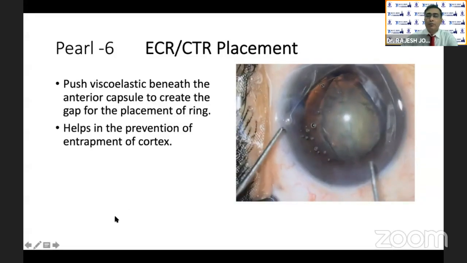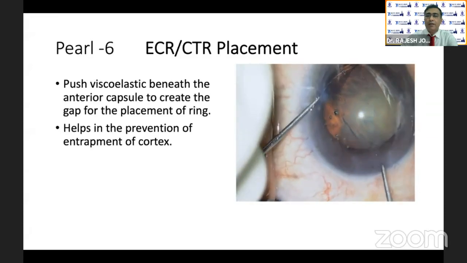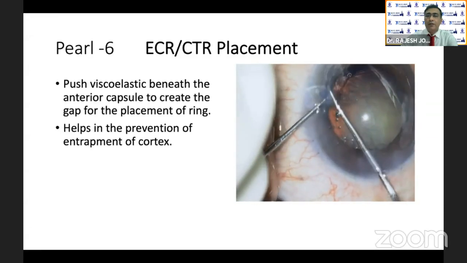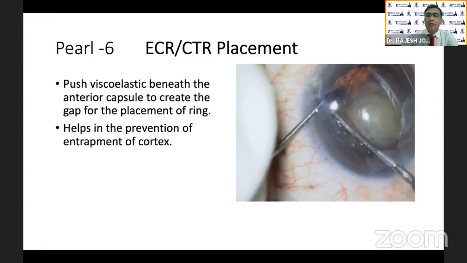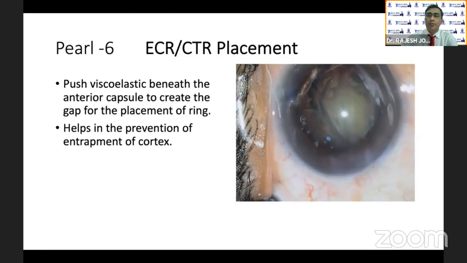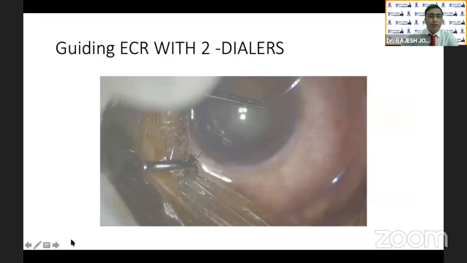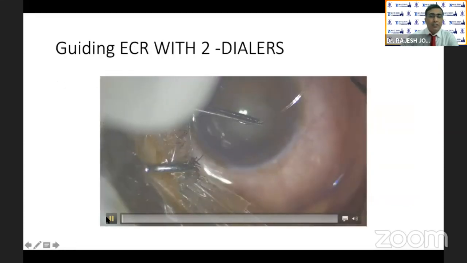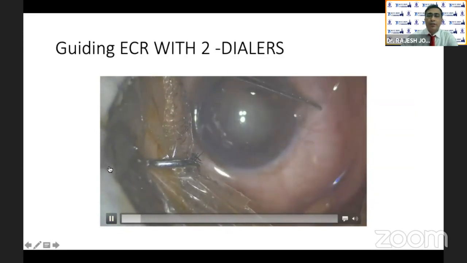Once you have the ring in the bag, the trailing eyelet should be hooked with the help of the dialer, and the second dialer, which is instilled through the main incision, places the ring into the bag. This is another way to implant the endocapsular ring.